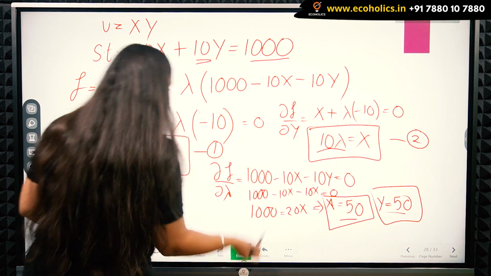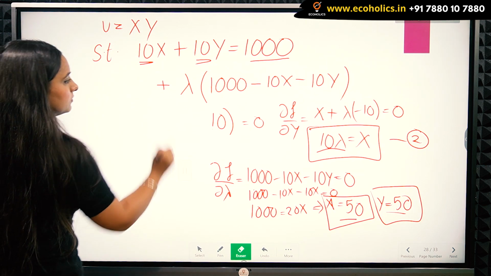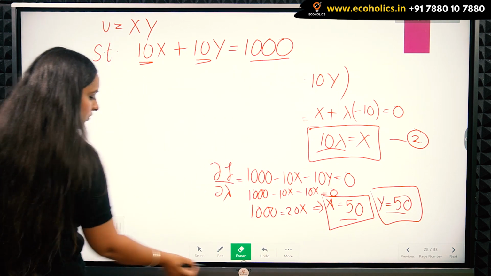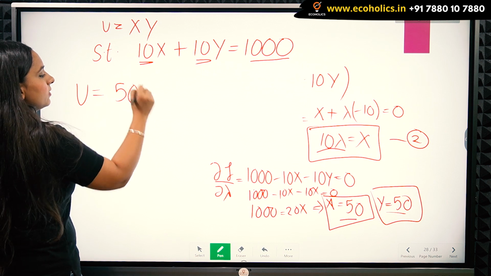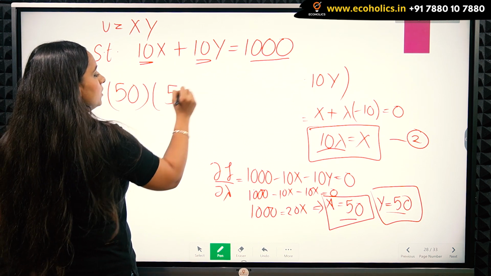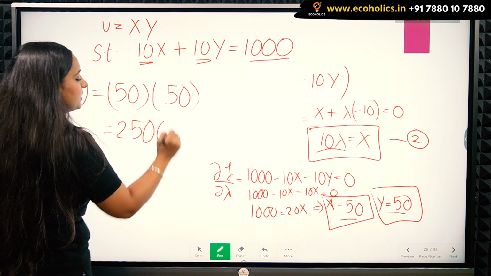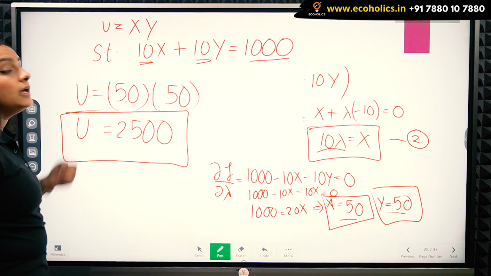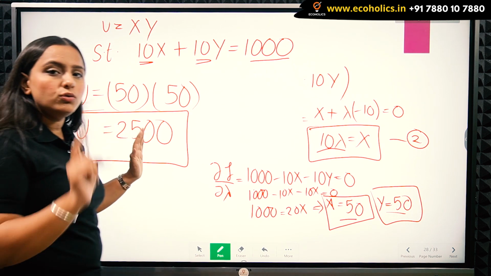So let's just do that here. Utility is equal to 50 into 50. So I get 2500. So my maximum utility which I can achieve with these conditions, with these constraints, is equal to 2500. So this is the answer to the first part.